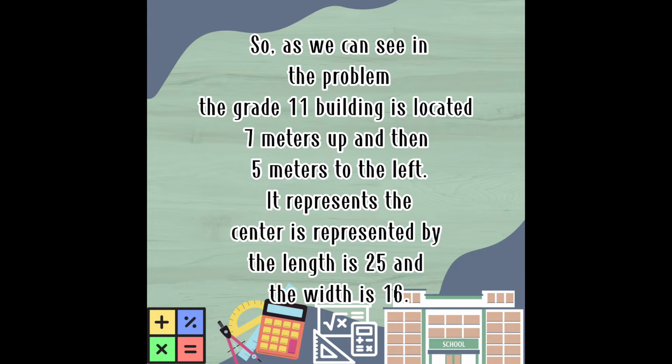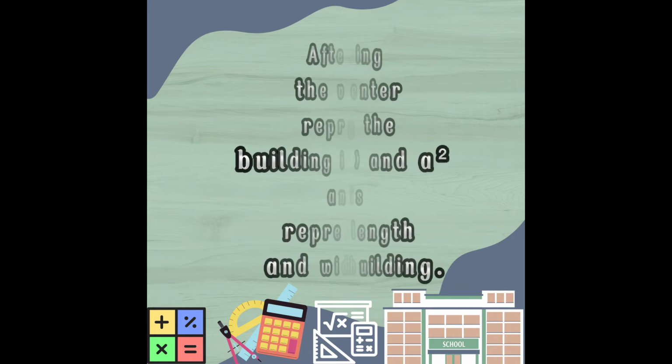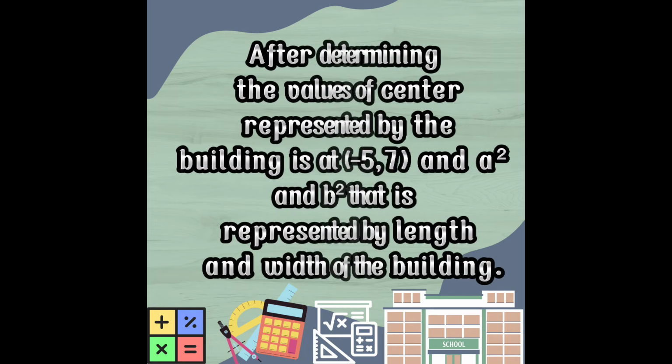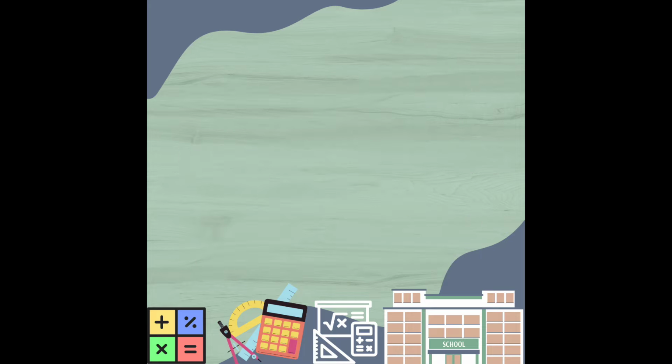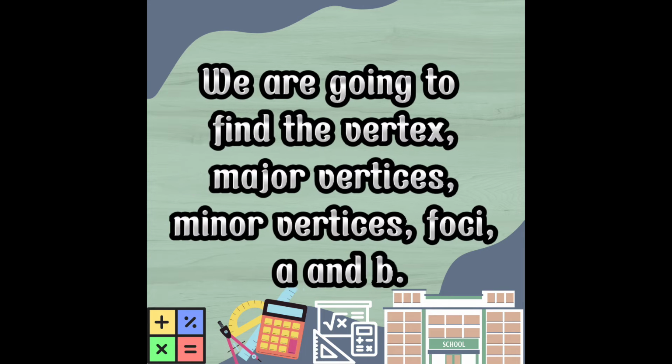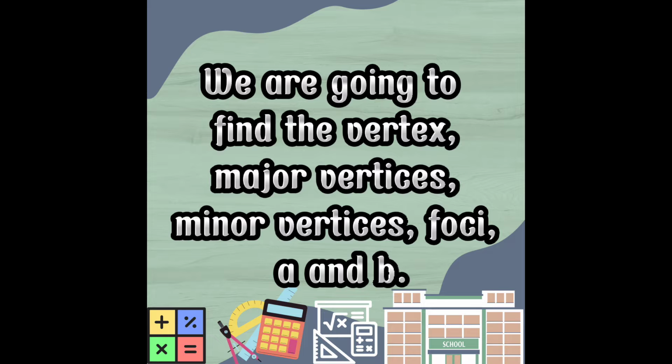As we can see in the problem, the grade 11 building is located 7 meters up and then 5 meters to the left. This represents the center. The length is 25 and the width is 16. After determining the values, the center represented by the building is at (-5, 7), and a squared and b squared are represented by the length and width of the building. We are going to find the vertex, major vertices, minor vertices, foci, a and b.